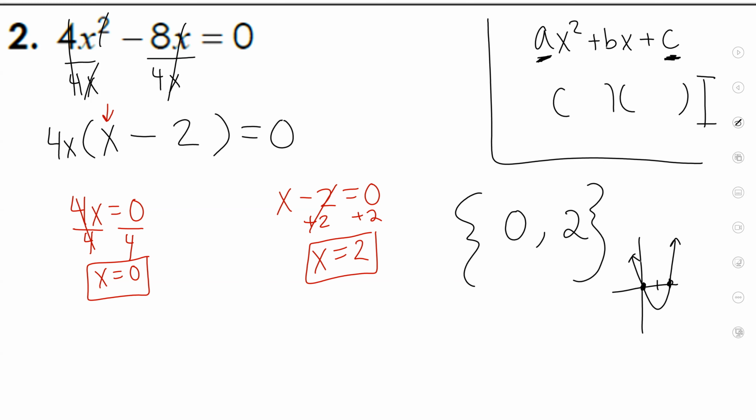Yes? It doesn't matter, but yeah, put it in order. Yes. Okay, or you could also write it like this. X is 0, x is 2. Okay? All right, let's do another example.